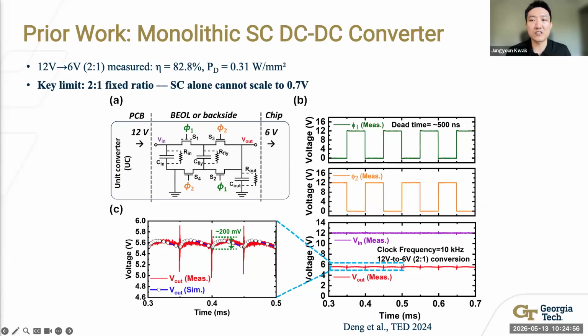Figure B shows the clock signal and output voltage waveform. The top and middle waves are the clock signals applied to each transistor in the switched DC-DC converter. We supplied a 10 kHz clock to the chip. Figure C shows the zoomed output waveform. The simulation and measurement results match each other, confirming the feasibility of the back-end line compatible DC-DC converter.